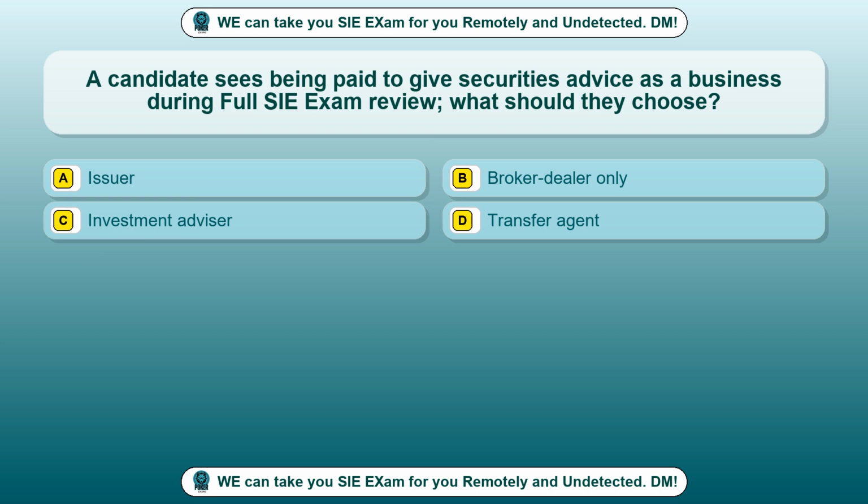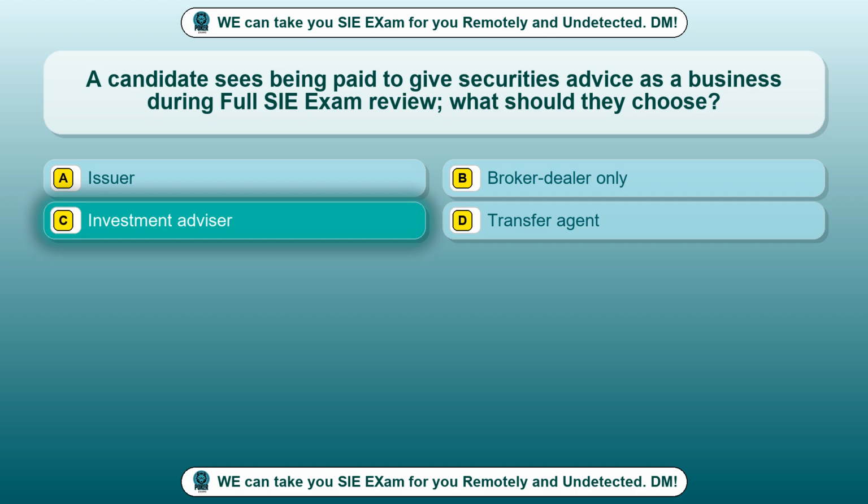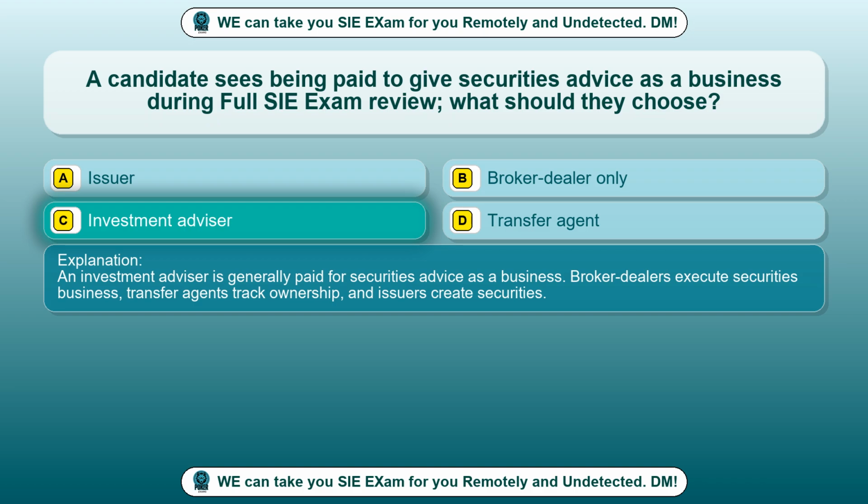Question 97. A candidate sees being paid to give securities advice as a business during full SIE exam review. What should they choose? Option A, issuer. Option B, broker-dealer only. Option C, investment advisor. Option D, transfer agent. The correct answer is option C, investment advisor. An investment advisor is generally paid for securities advice as a business. Broker-dealers execute securities business, transfer agents track ownership, and issuers create securities.